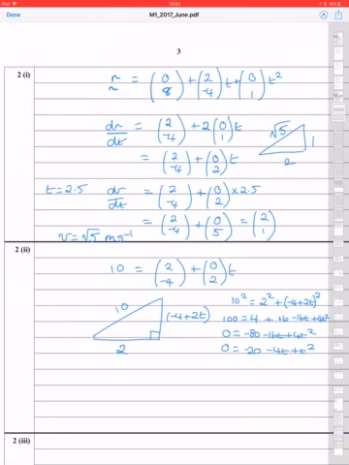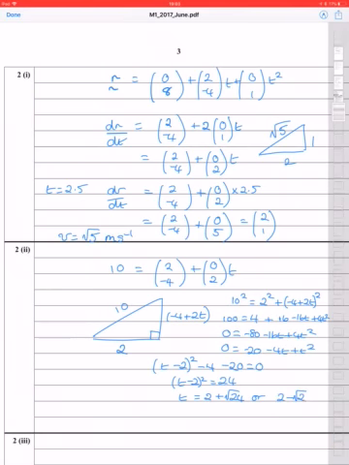Okay, I don't think it factorises, so I'm just going to complete the square. (t − 2) all squared, so I need to take off 4, take off 20, equals 0. (t − 2) all squared equals 24. t equals 2 plus the square root of 24, or 2 minus the square root of 24. That's obviously not going to work because time has got to be positive.